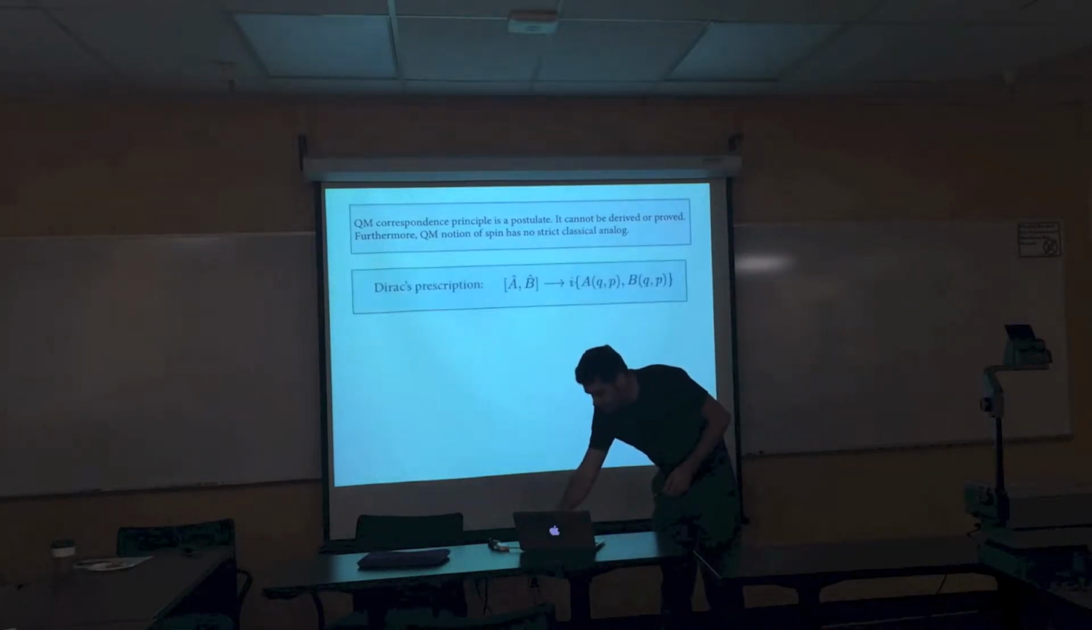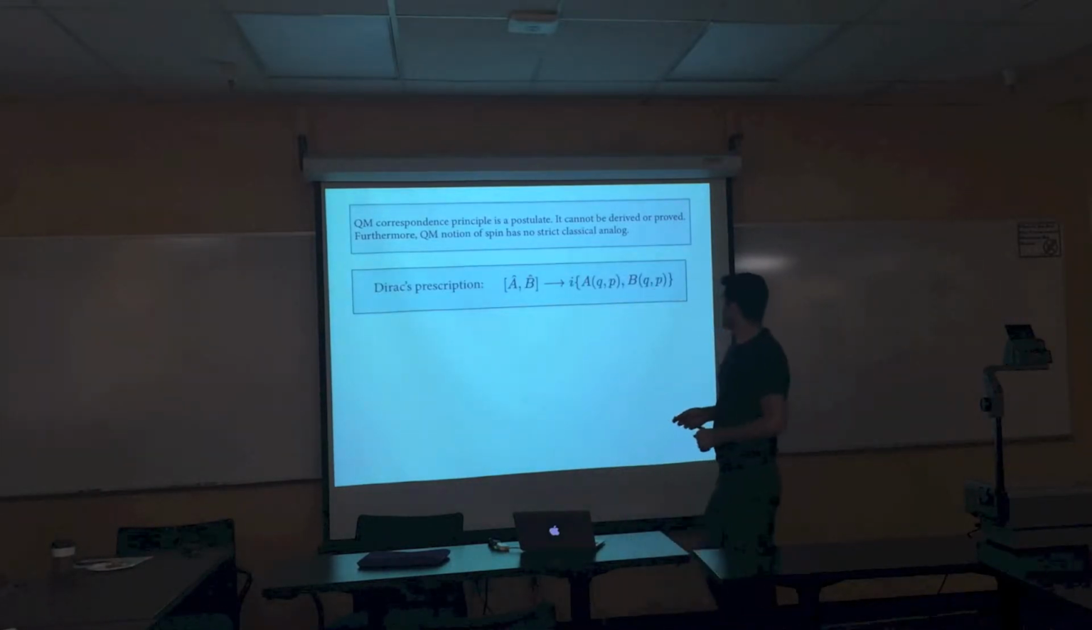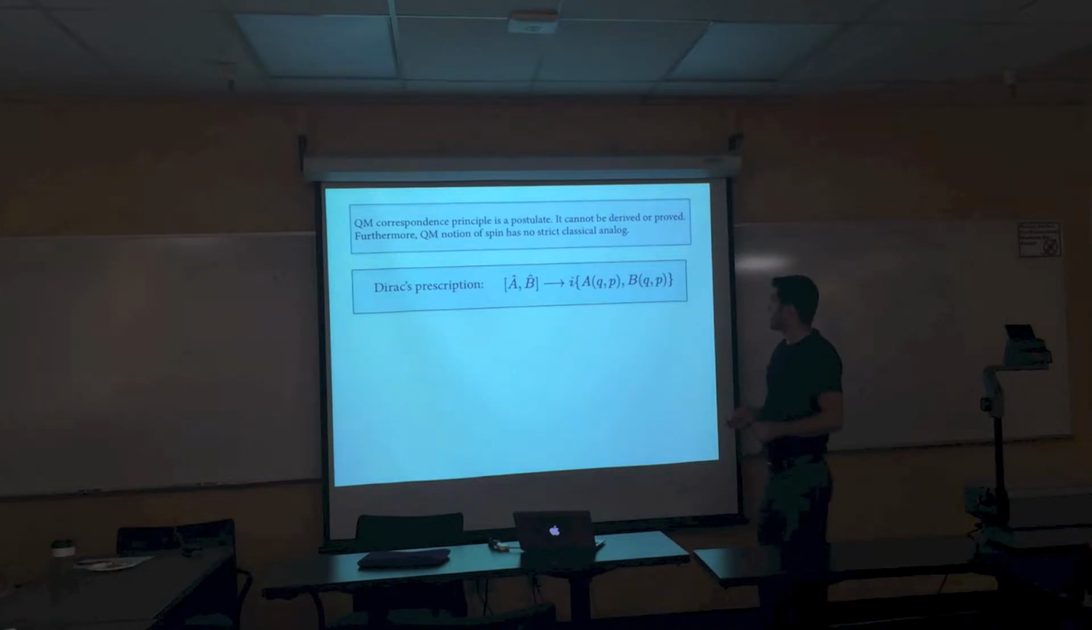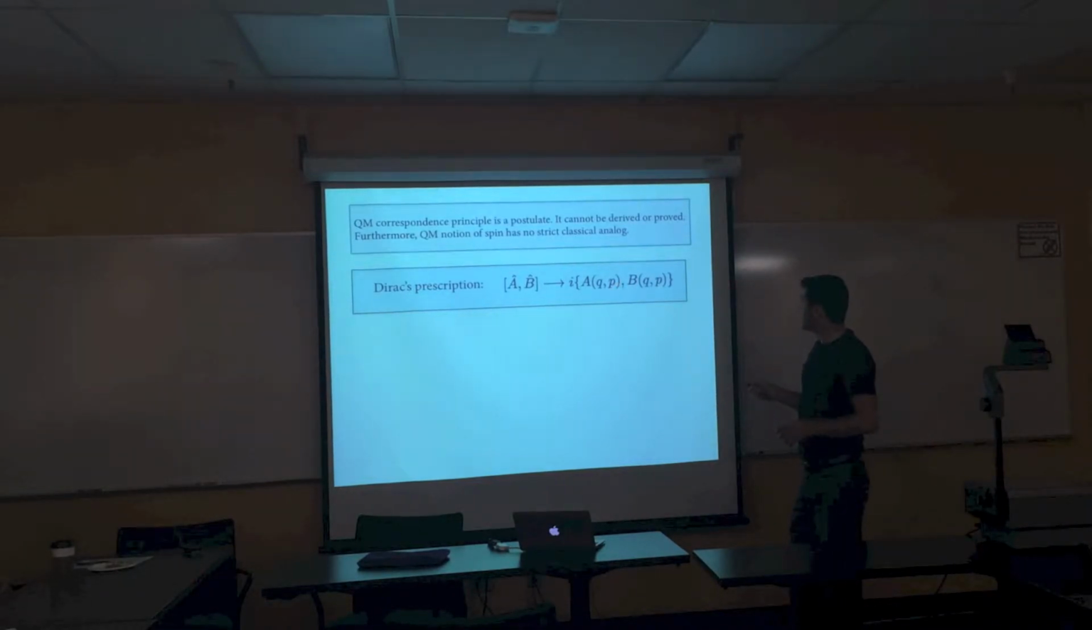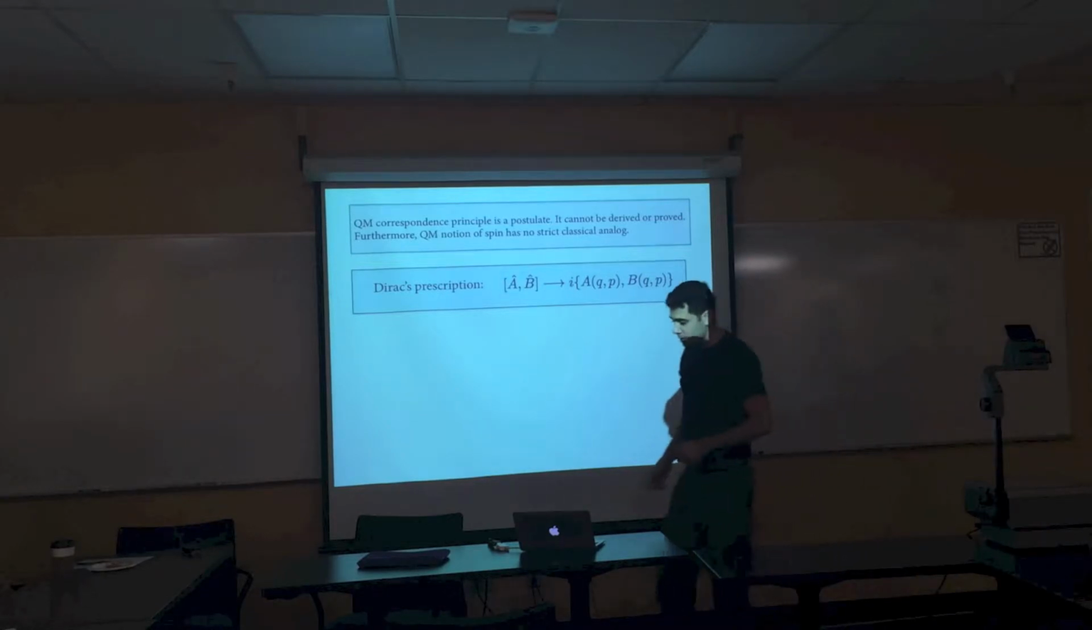However, Dirac gave us a prescription which says that the commutator of two quantum mechanical observables can be, in a way, mapped from classical mechanical quantities, functions of phase space coordinates, by taking the classical Poisson bracket and then multiplying it by the complex unit i.